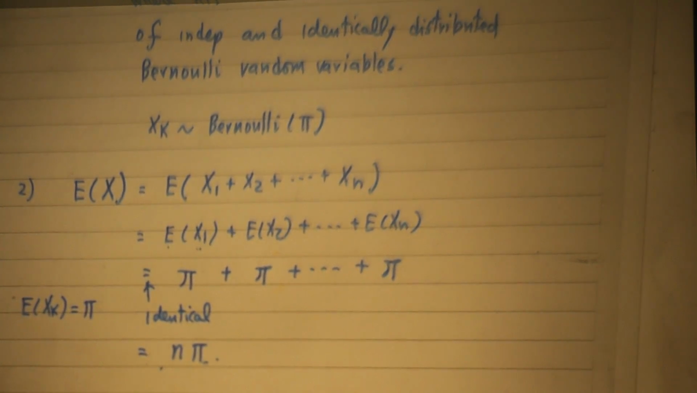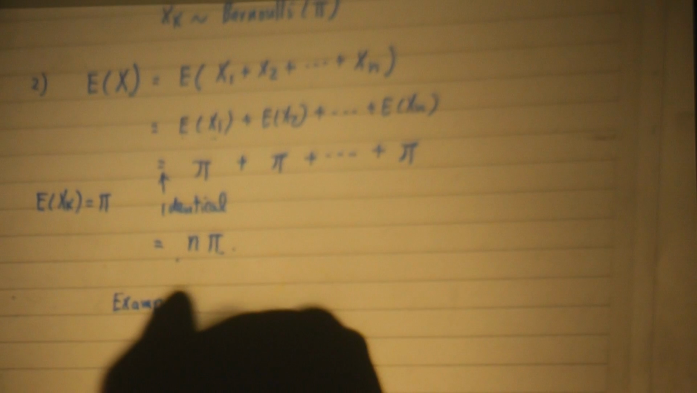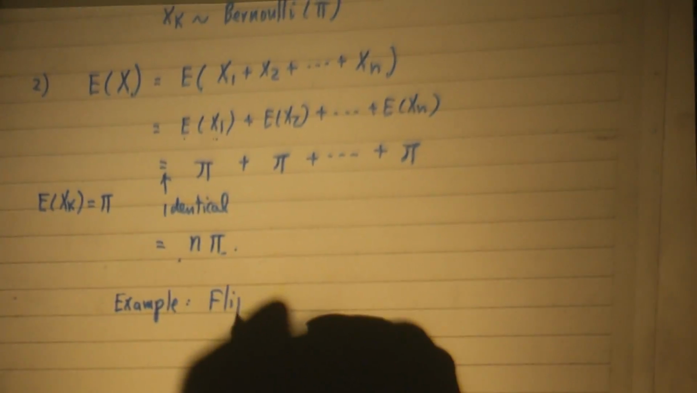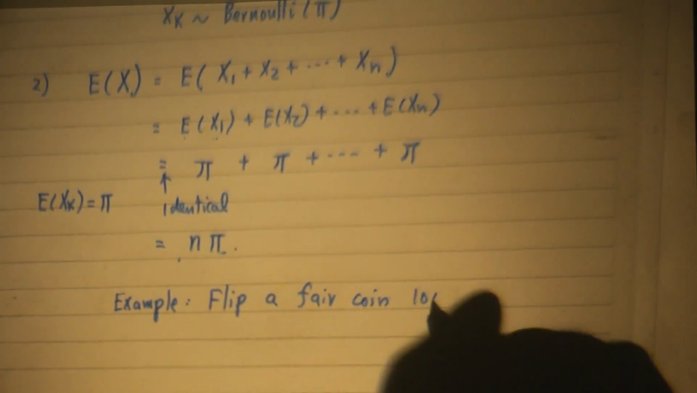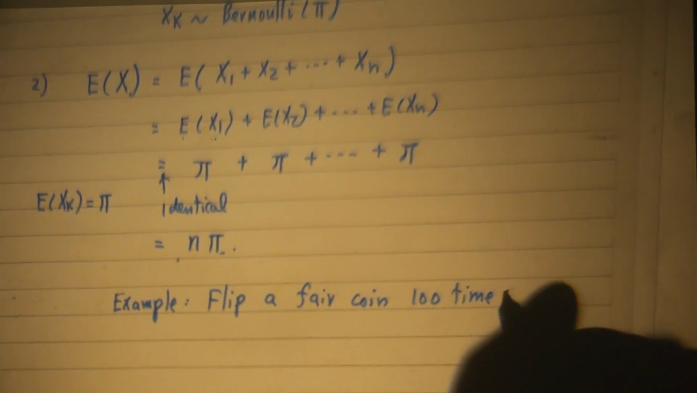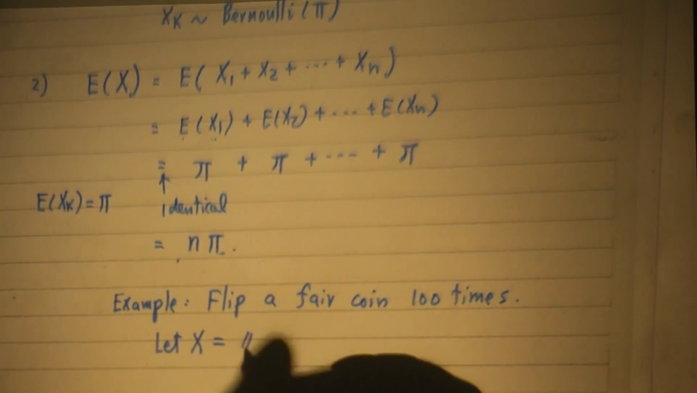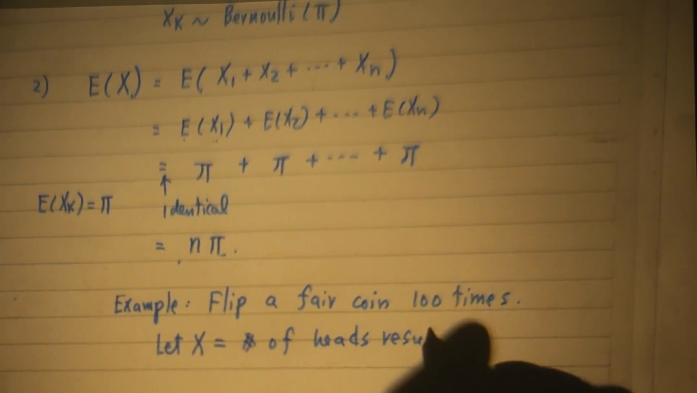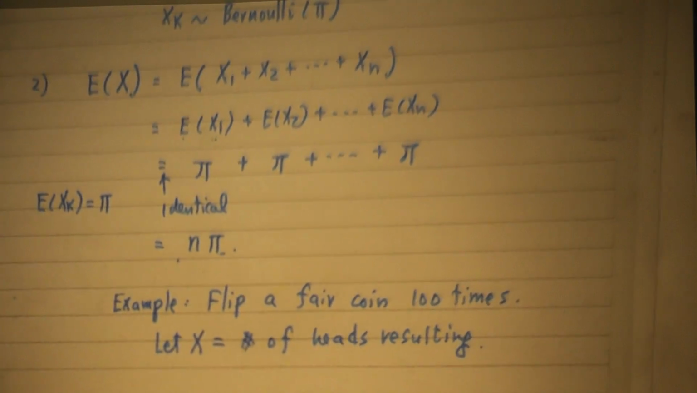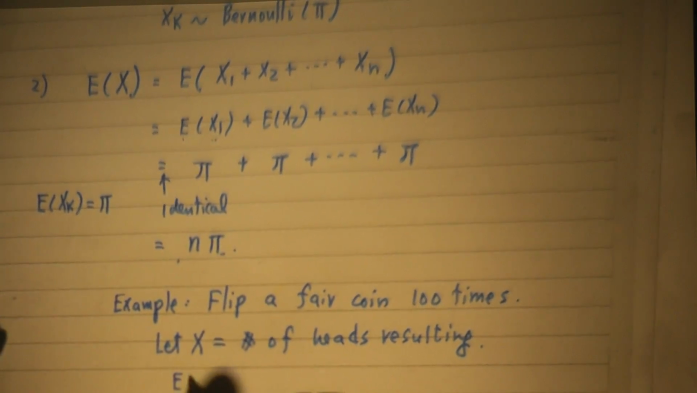For example, if I give you a fair coin. Example. If we flip a fair coin 100 times, then how many heads? Let x be the number of heads resulting. If I give you a fair coin and ask you to flip the fair coin 100 times, how many heads do you expect to see?